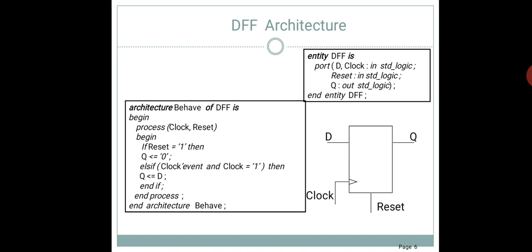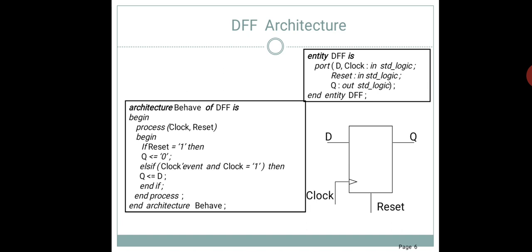So the process consists of a sensitivity list, with which the execution of the process is carried out when there is a change in the sensitivity list. So if clock changes or reset changes, at that time the process will be executed. In the process here we have written the sequential statement as an if. By using the if statement we have defined the functionality of the D flip flop, that is, if reset is equal to 1 then output Q gets value 0, because it defines the reset state of the D flip flop.